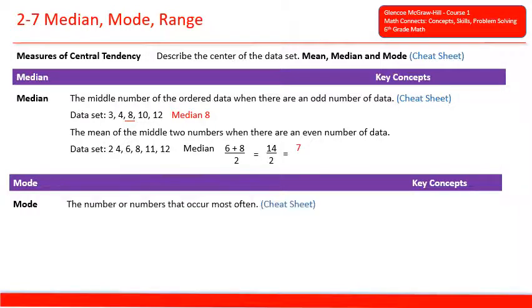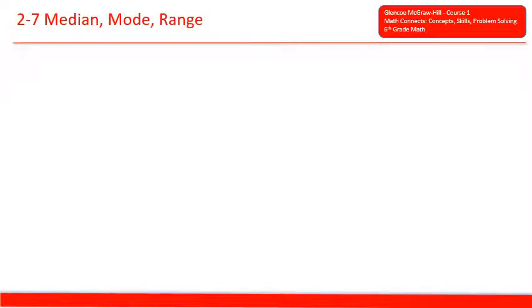Mode. Mode is the number or numbers that occur most often. So in the data set 12, 23, 28, 28, 32, 46, 46, there are actually two modes, 28 and 46, because they both occur the most. They both occur twice, and that's the most any number occurs. And there it is, mode 28 and 46.